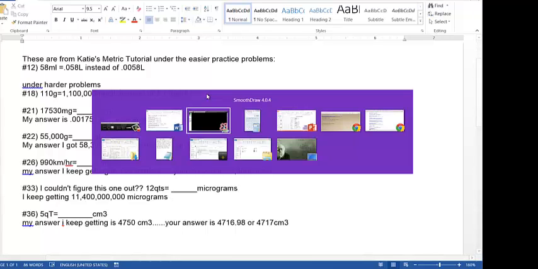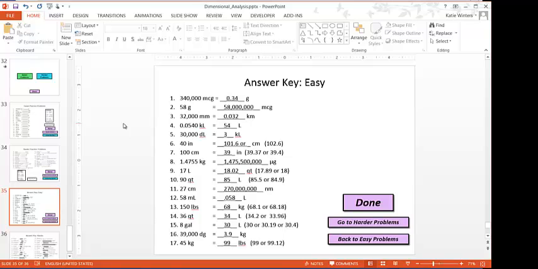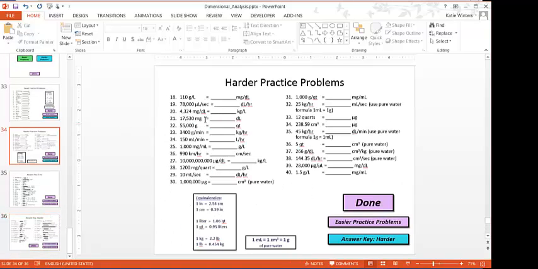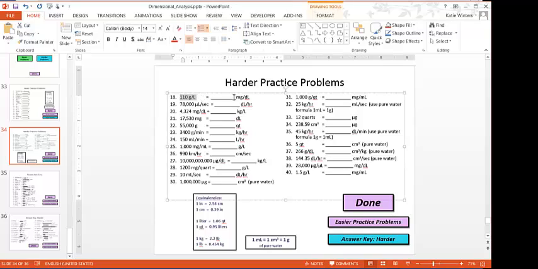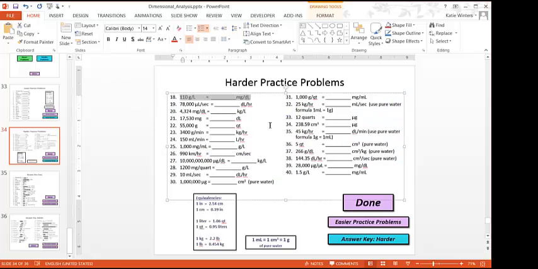Let me see. PowerPoint. 110 grams per liter is how many milligrams per deciliter? That is the problem. Let me write that out. How many milligrams per deciliter? And let me just take a look here and see what the answer is.